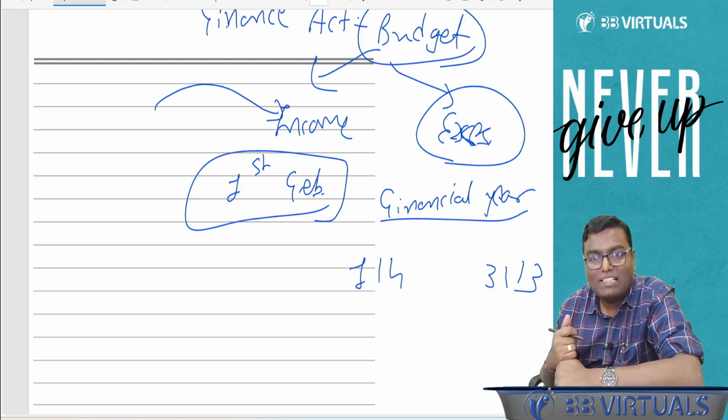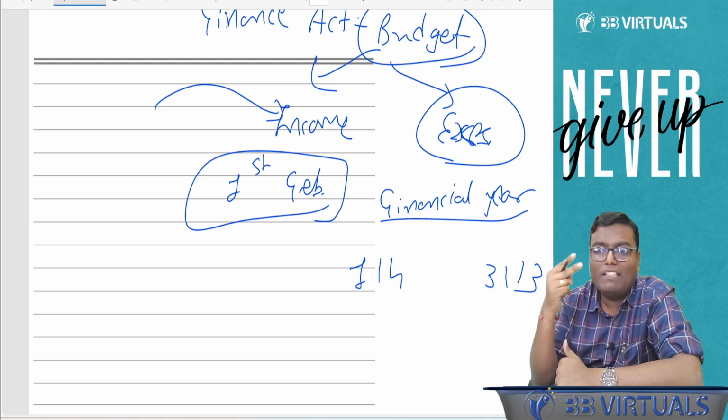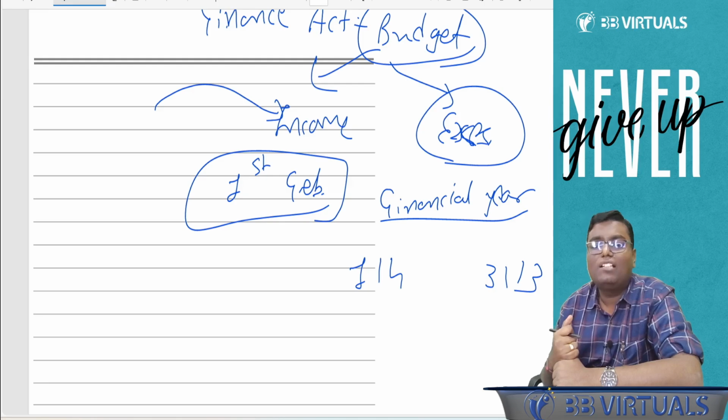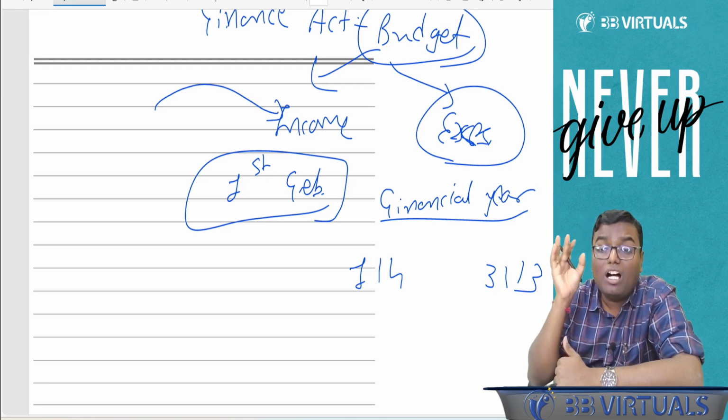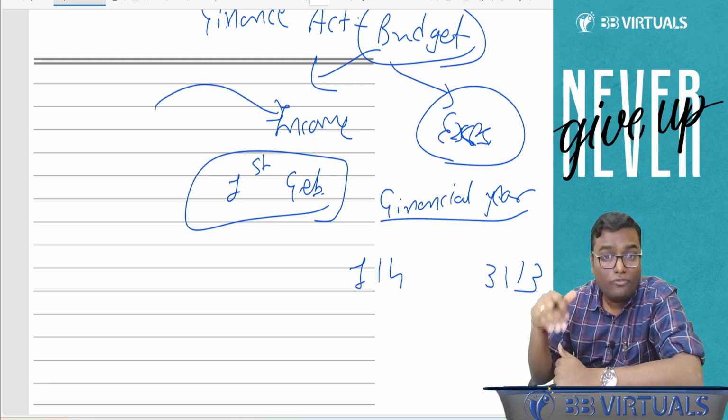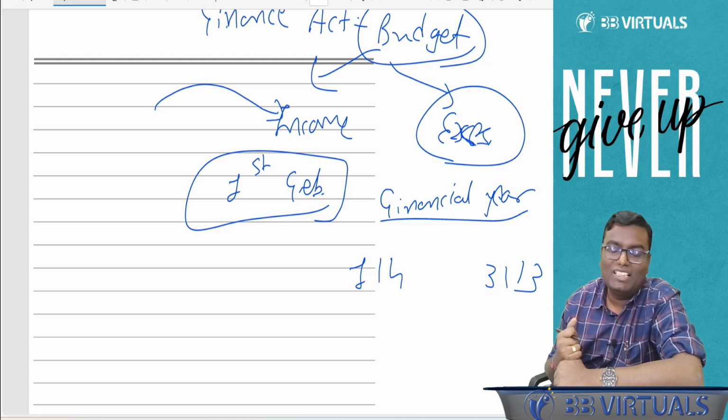So from the budget, we have two things to see. First, what will be the rate of income tax for the upcoming financial year? Second, what are the changes that the government has done in the Income Tax Act? What are the amendments that the government has done in the Income Tax Act from the upcoming financial year?